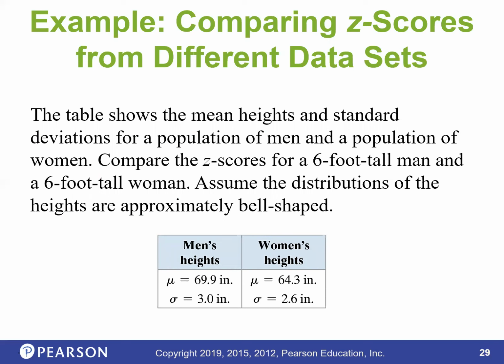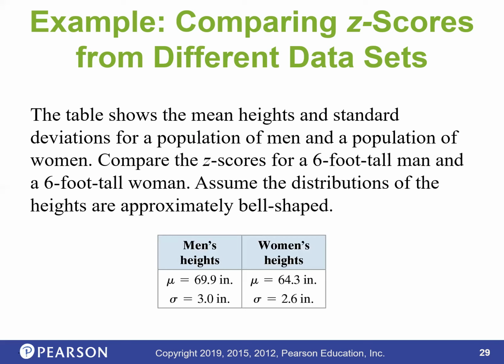So this is what we got. We have men's height and women's height in a population. Mu is 69.9 inches. What is that? That's 5 foot, almost 70, right? So 5'10". So the average man is about 5'10", with a standard deviation of 3 inches in every direction.